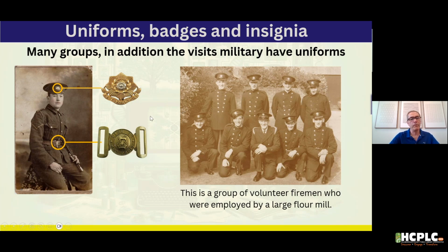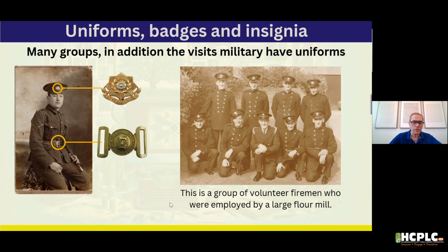So we can look at different kinds of uniforms. If we looked at nurses, trades and guilds often have special badges and special lapels. If we looked at things like the masons and people like that, they will have special uniforms as well, depending on what lodge they came from. So uniforms, badges, and insignia are very good, if people are wearing them, to help you date the photograph.